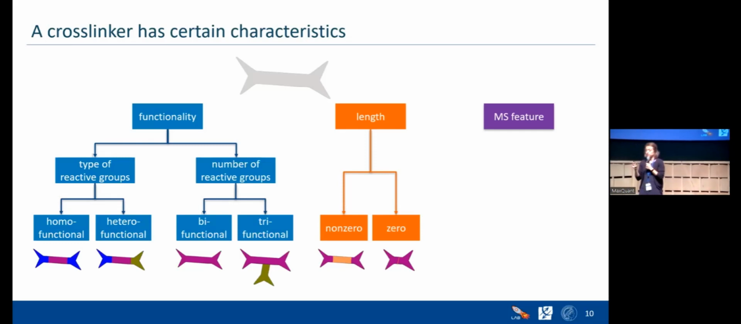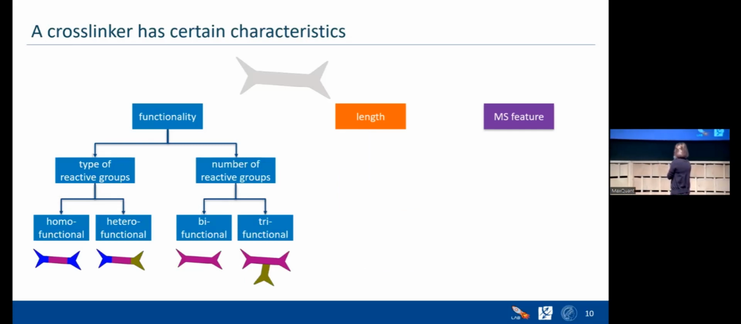If you know that the residues on your protein structure are very close, you want to use a smaller, zero-length crosslinker, so you can target them. But if you know that the residues are quite apart, then the zero-length crosslinker won't be useful for you. So you need to go to the non-zero crosslinker to capture the residues on the protein that are a bit apart.